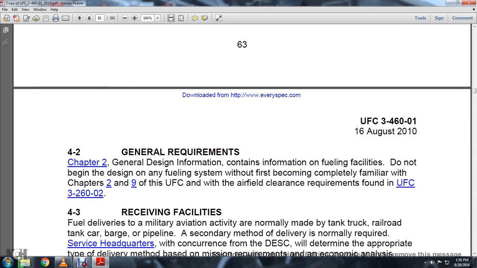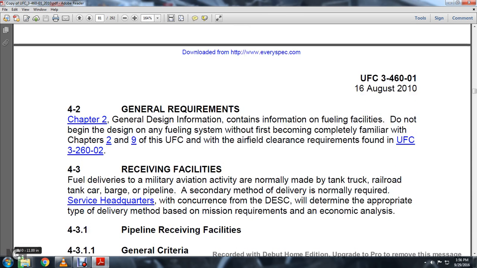4.2 General Requirements. Chapter 2, General Design Information, contains information on the fueling facility. Do not design any part of the fueling system without first becoming familiar with Chapters 2 and 9 of the UFC and the airfield clearance requirements found in UFC 3-260-02.